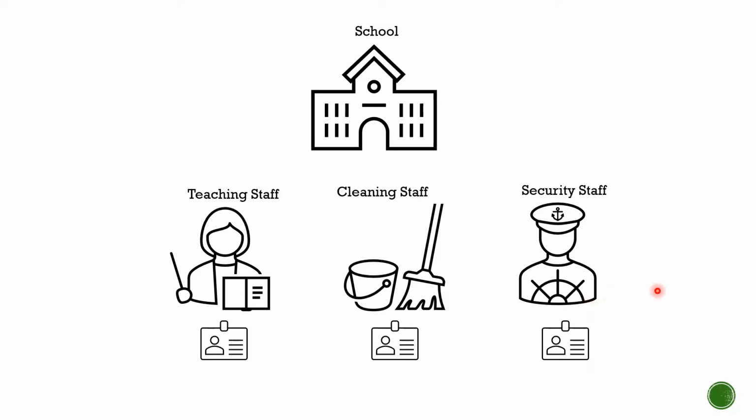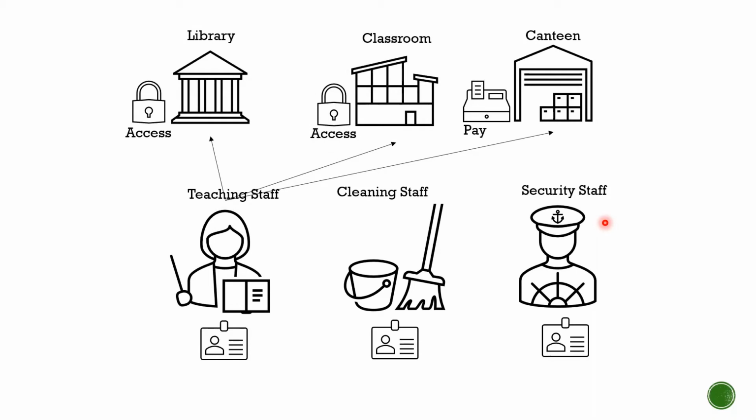Imagine a school management system. A school that has some actors like teaching staff, cleaning staff and security staff. Each of the staff can access the school facilities like library, classroom and canteen. Let us consider some use cases here. The library and classroom log the user entry and exit information using the ID card. They can buy food items in the canteen and the amount is charged to the user ID card.